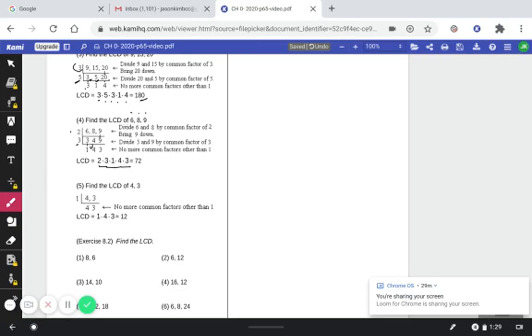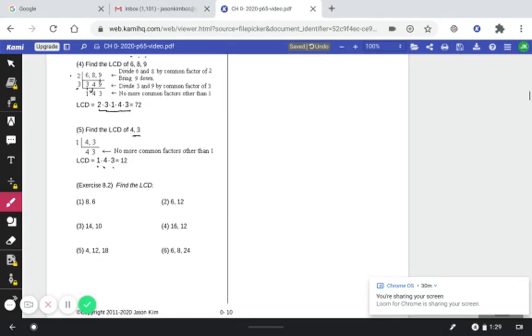Again, even though we already did it, what is the LCD of 4 and 3, which do not have any common factor? Then just multiply them. 1 times 4 times 3 is 12.